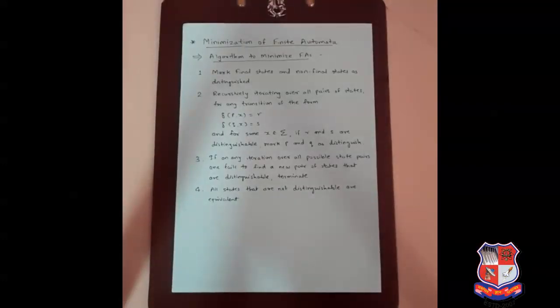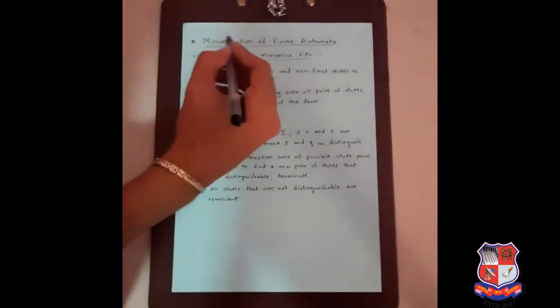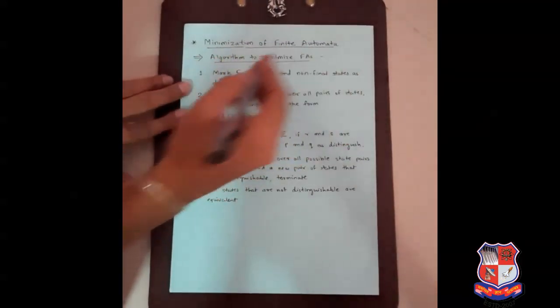Dear friends, myself Mr. Viral Panchal, working as an assistant professor in the Computer Science and Engineering Department of S.N. Patel Institute of Technology and Research Center, Umrah. Today we will see about minimization of finite automata.